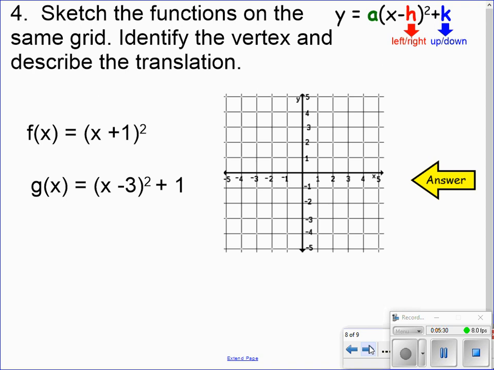Again, so looking here, we're not starting with the parent graph necessarily. F of x is x plus 1 squared. All right? So if I'm looking here, my h is negative 1. My k is 0. So I know my vertex is going to be at negative 1, 0. All right.